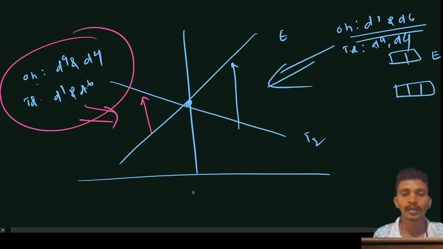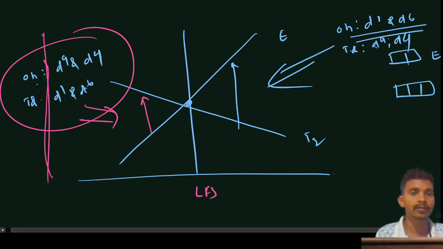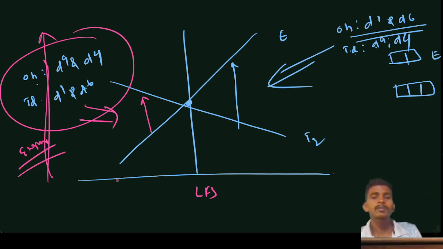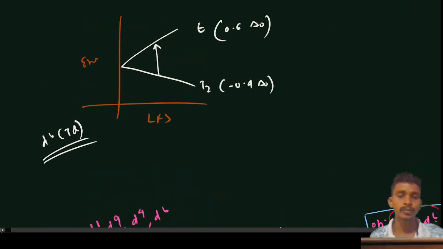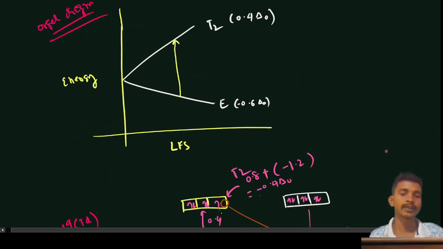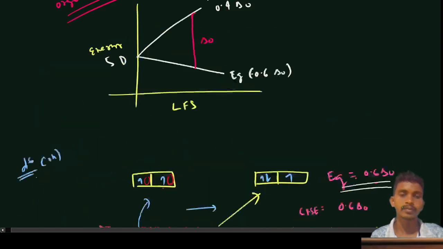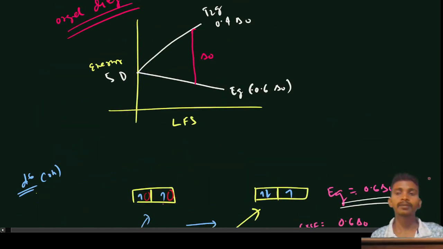This axis is the ligand field strength, and this is the energy. We only have to remember these diagrams, and we can solve Orgel diagrams in a very quick manner. And we know how these Orgel diagrams have to be drawn.